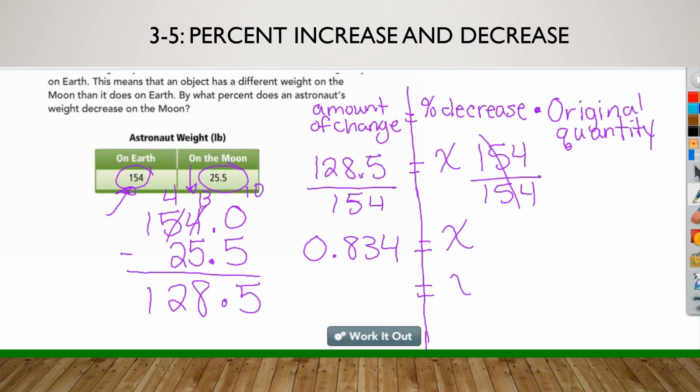Now you have to remember to change your decimal to a percent. Decimal percent multiply, or you move it to the right 2 times. So that'll be 83 and 4/10. Don't forget to write your percent symbol. So to answer this question, by what percent does an astronaut's weight decrease on the moon? The astronaut weight decreased about 83 and 4/10%. Now I said about because we rounded that.